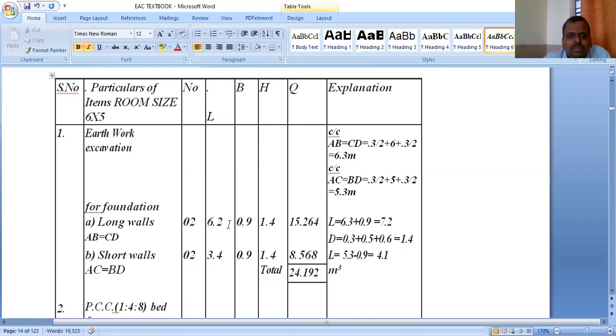So here you have to just make the changes like 7.2. No doubt the width is common, so 0.9. The height we have kept the same, that is 1.4. Now here we have to make the changes. I will just calculate and write down how much will be the quantity. So the quantity will be like this.